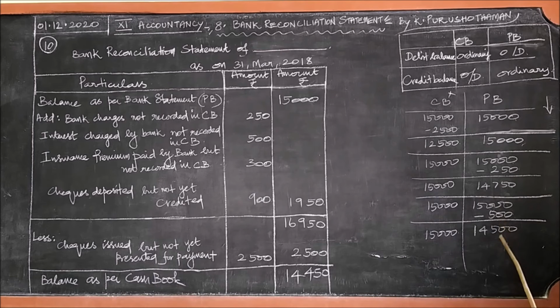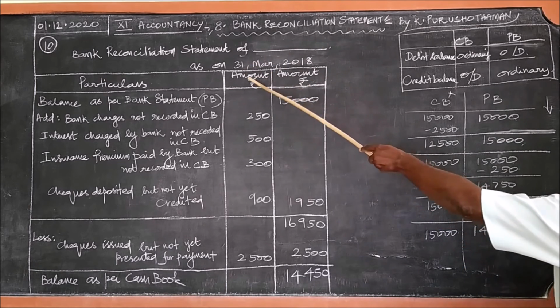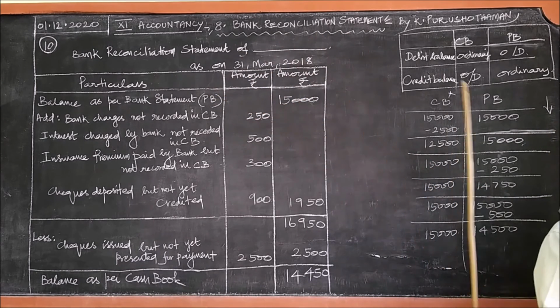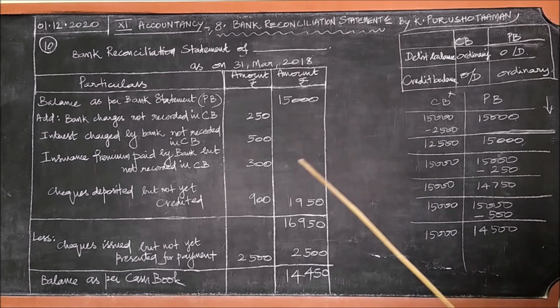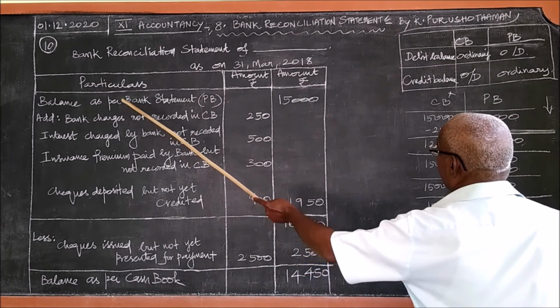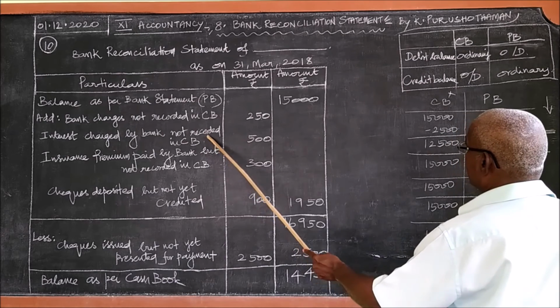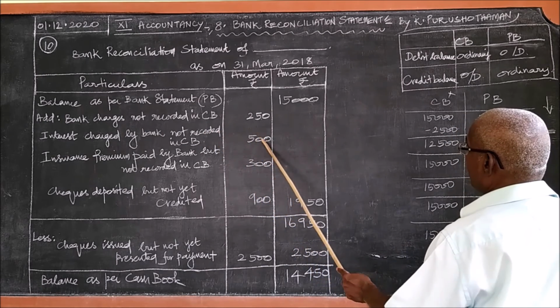So the balance will automatically reduce. Then what will the passbook balance be? It will reduce. To equalize the balance, what must be done in the passbook? Because we start from the passbook. So this 500 should be added. So under add: interest charged by bank not recorded in CB, 500.